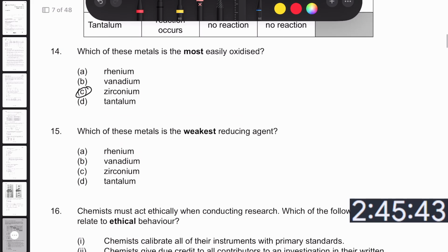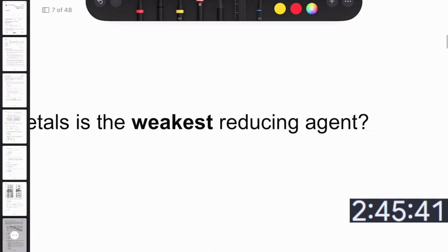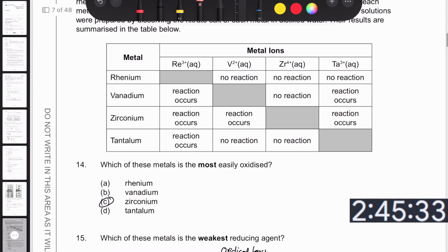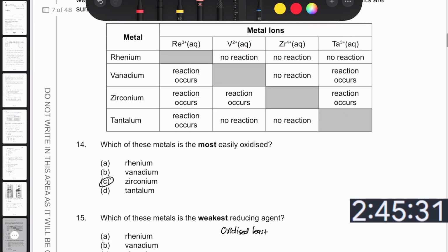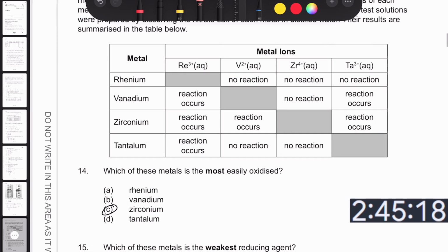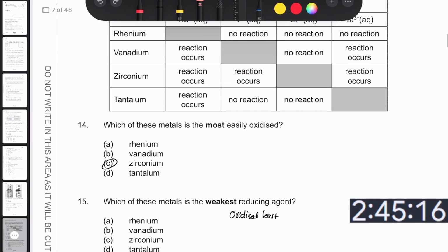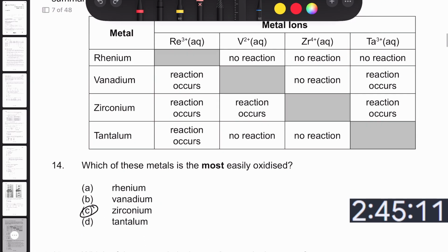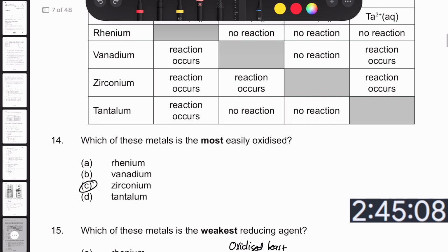And since zirconium is the only one where the reaction happens all the time, it's going to be the most easily oxidized. It's the weakest reducing agent, so oxidized least, and that's going to be rhenium. Yes, because it's making these aqueous ions get reduced. So it itself has to be getting oxidized. And the weakest one is going to be rhenium, because none of them react with rhenium.